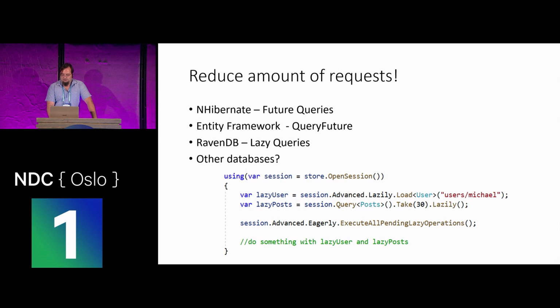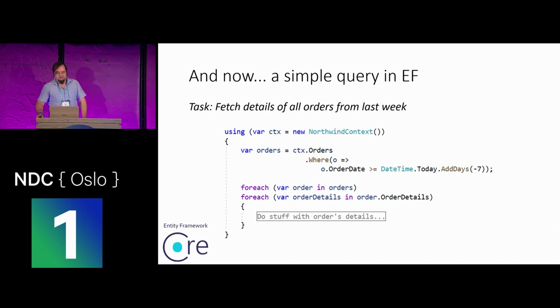Now, let's see something else. Let's assume we have a simple task. We want to fetch stuff that was ordered, let's say, for last week, right? So we use Entity Framework. We open our Northwind model. I'm pretty sure everyone has seen it. Can you raise a hand? Anyone who didn't see the Northwind model?